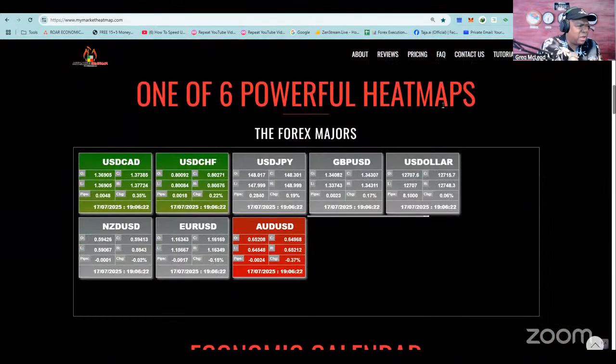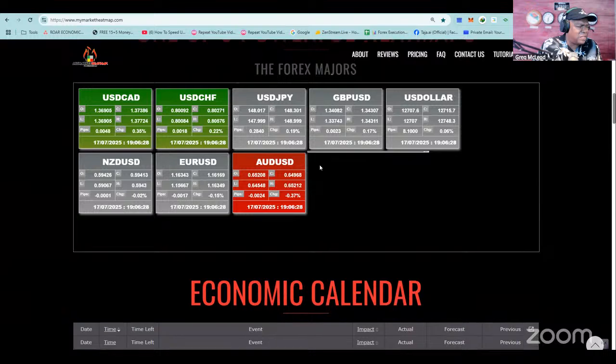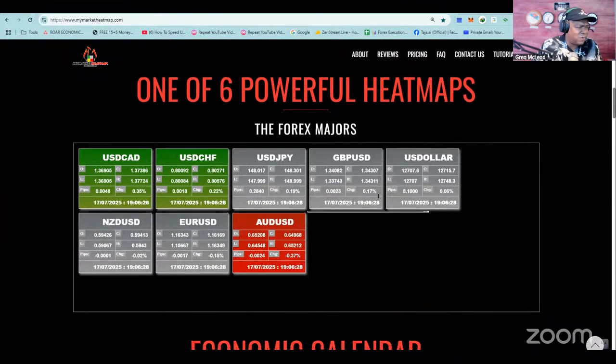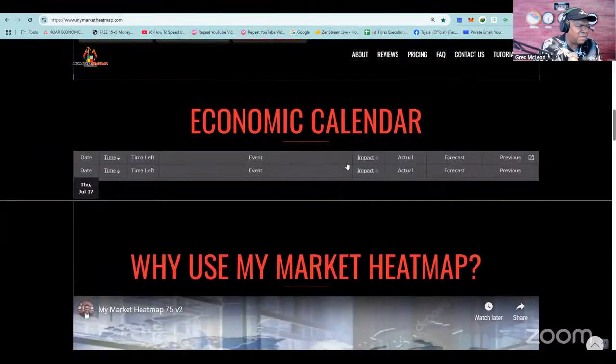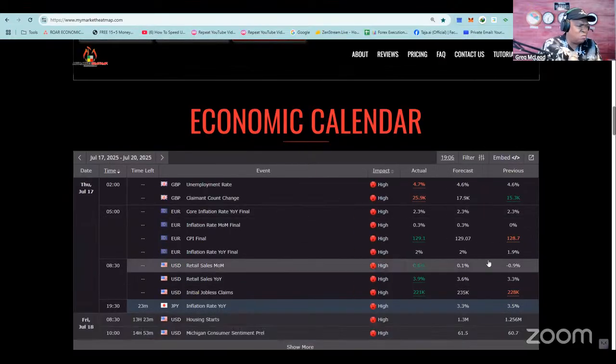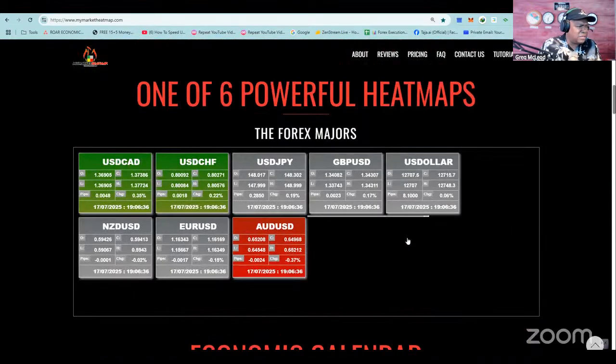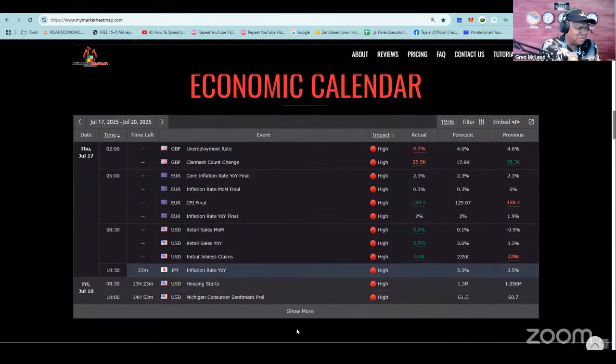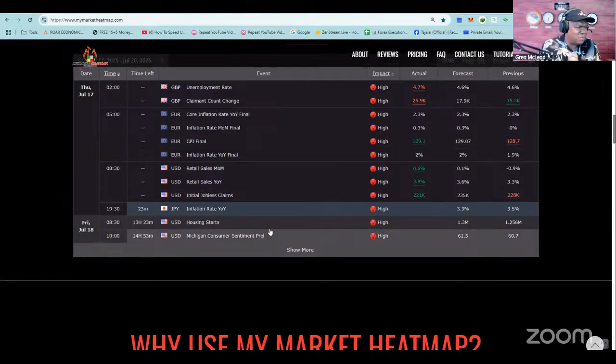We have 6 powerful heat maps. You can get it for free. Just go to mymarketheatmap.com, scroll to the front, and you have one of 6 powerful heat maps that you can access for free. And there's also an economic calendar. If it gets stuck, just click refresh and show more, then it'll work. So don't say, hey, the economic calendar doesn't work, Greg. Just refresh and it'll show what's going on.